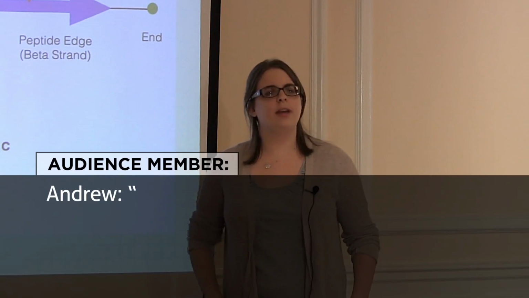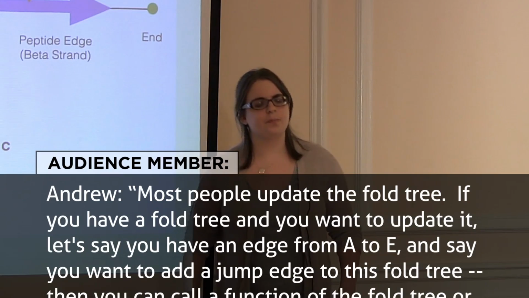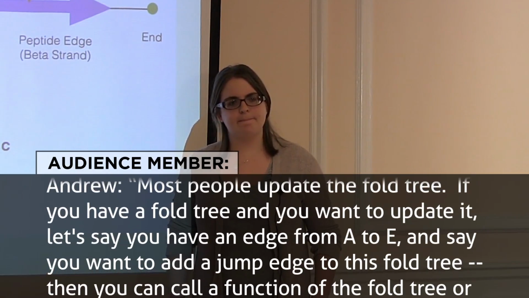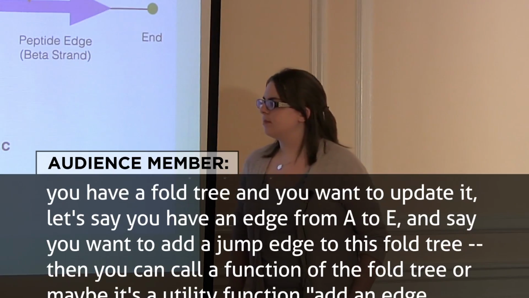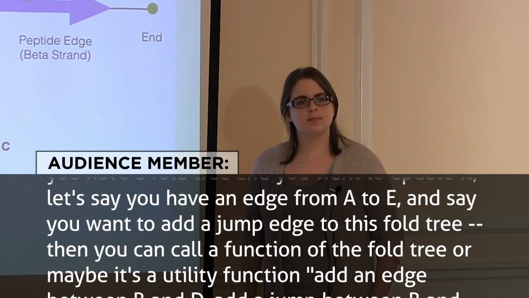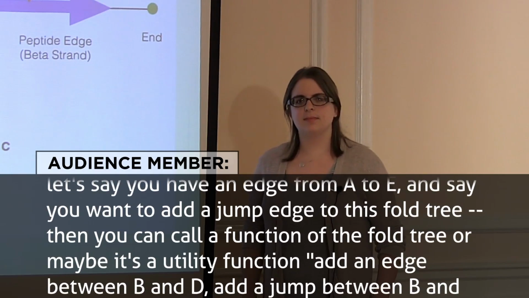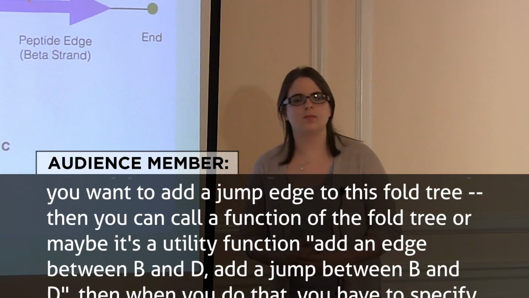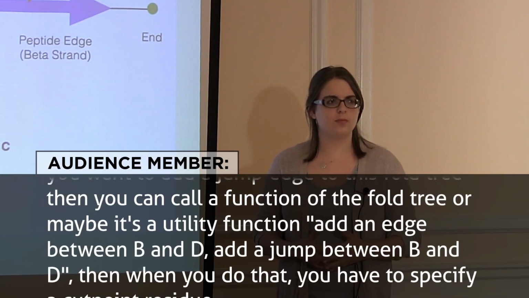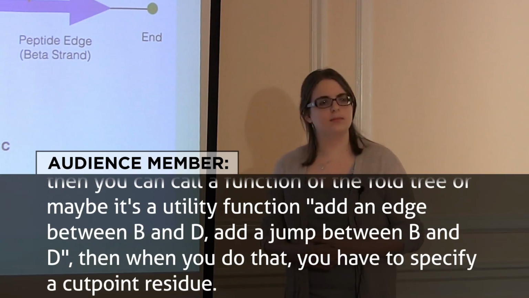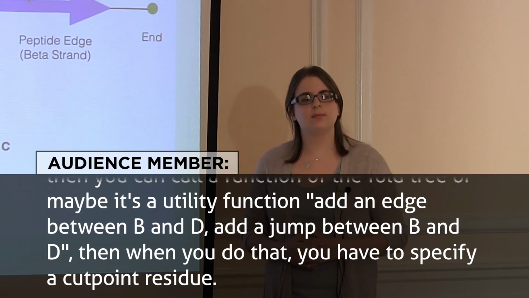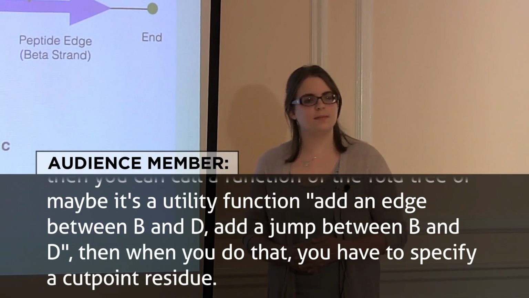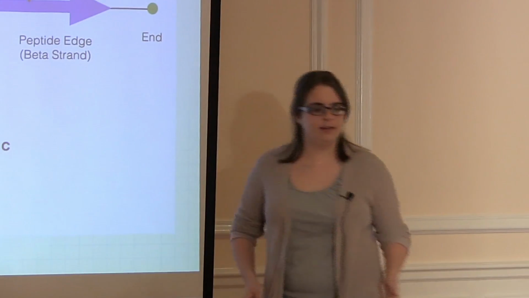Sometimes people will take... Okay. If you have a full tree and you want to update it, let's say you start with an edge from A to E, and say you want to add a jump edge to this full tree. Then you can call a function of the full tree, or maybe it's a utility function, to add a jump between E and D. And then when you do that, you have to specify the cut point. Does that answer your question? Yeah. Okay, cool.